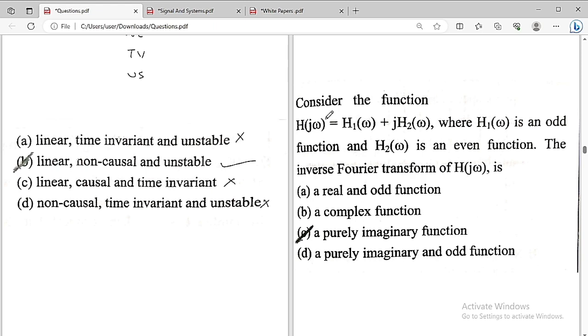In the question, they are saying that H of j omega is H1 of omega plus j into H2 of omega, and H1 of omega is an odd function and H2 of omega is an even function. Then what is the inverse Fourier transform of H of j omega, a time domain expression, or the type of signal it is? Among the four options, it is a purely imaginary function that is the correct solution of this question. So let's solve this numerical.